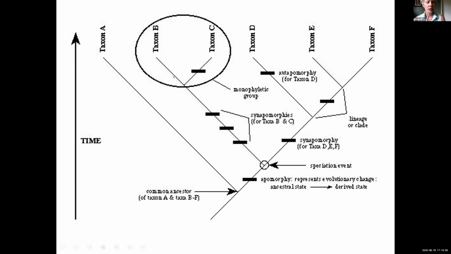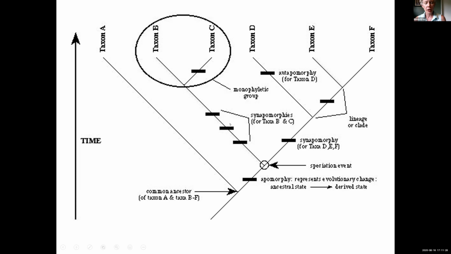Right. Now we see here that there's one characteristic that's only on the branch for taxon C. That's how we're going to be able to tell it apart from taxon B, right? So now these two taxa that are most closely related to one another, we're going to call them sister taxa, just most closely related, shown on our tree diagram. All right. So we have this kind of evolutionary change. We're going to call it an apomorphy.